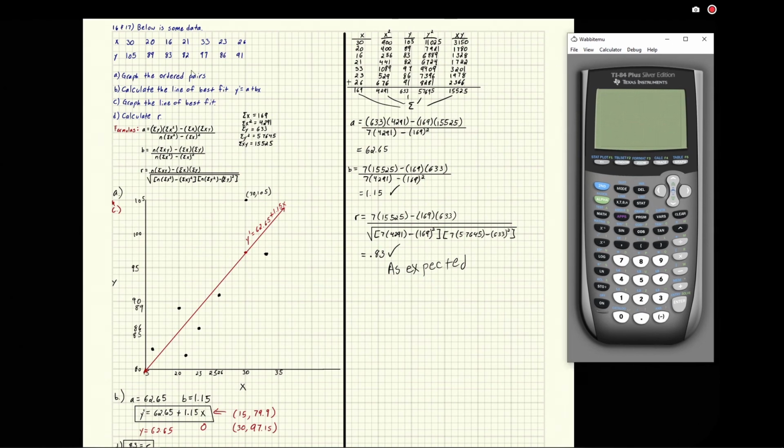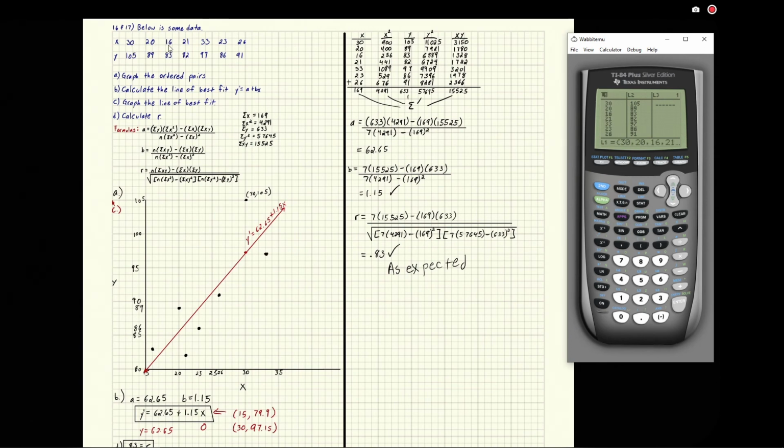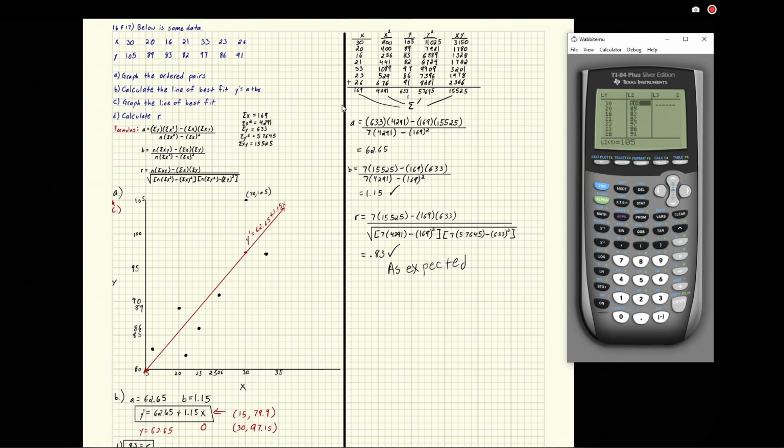So the first way is, first we've got to put our x and our y data into the calculator. Turn your calculator on, go to stats, and then go to edit, and we're going to put our data in. Here I've got the data already put in. List 1 has all of the x values, and list 2 has all of the y values. They should match. If they don't match, you could run into problems, because that means you have an x without a y.